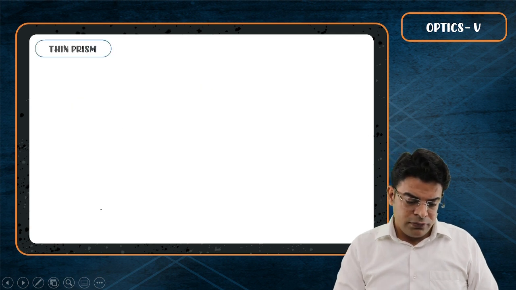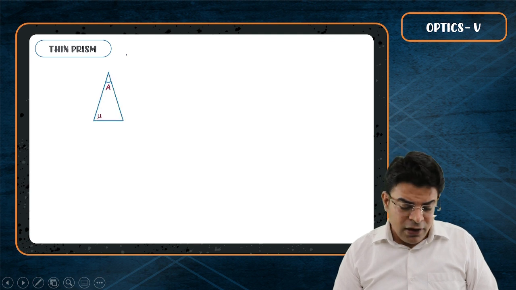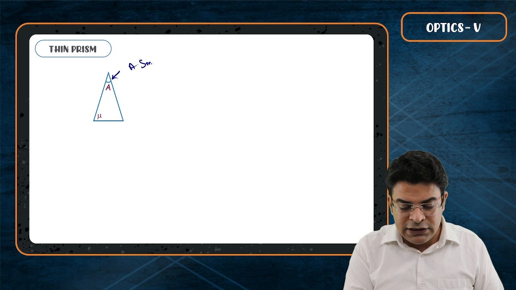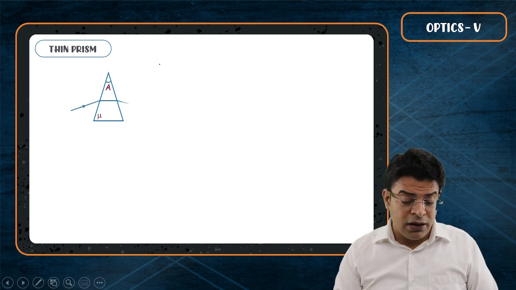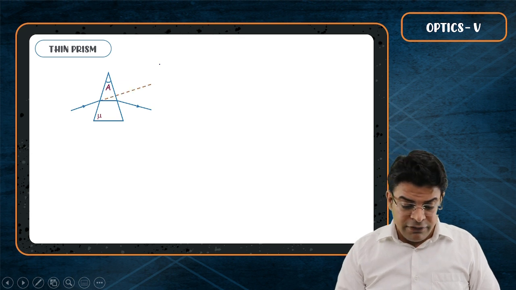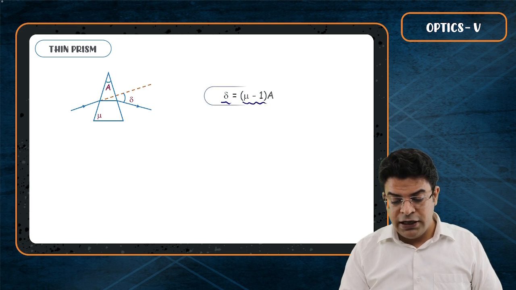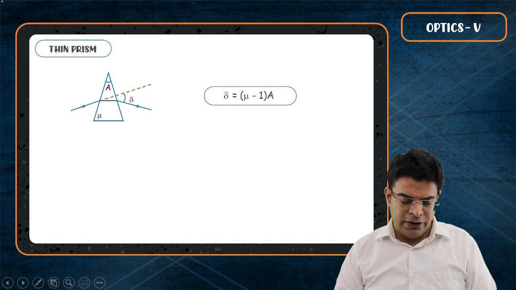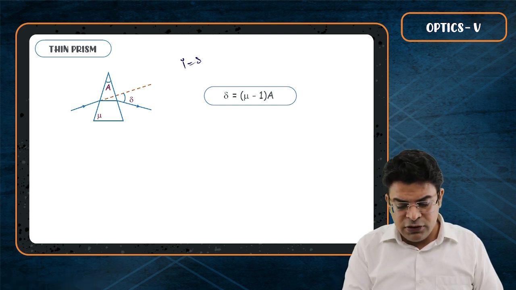Moving on and talking about thin prism. If we have a thin prism, it means that the apex angle is small. Then for such a prism, when you hit a ray of light, the deviation you get is equal to mu minus 1 into A. Sir, how do you get this formula? See, if you have a thin prism, then the angle of incidence will be small. Angle of emergence will be small, right?